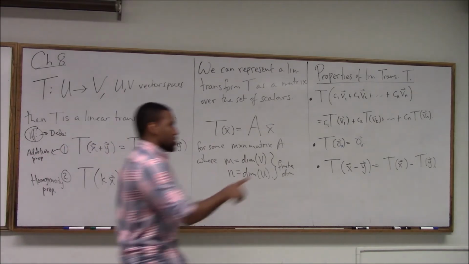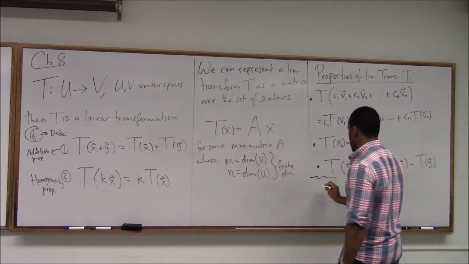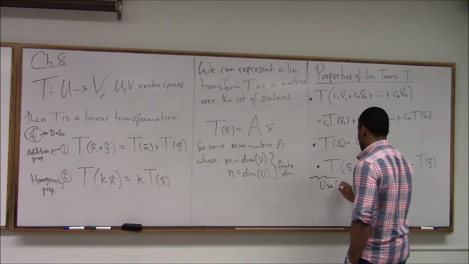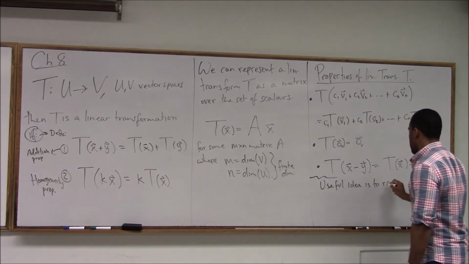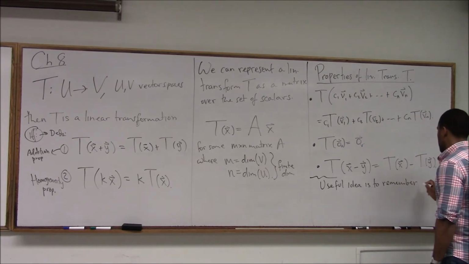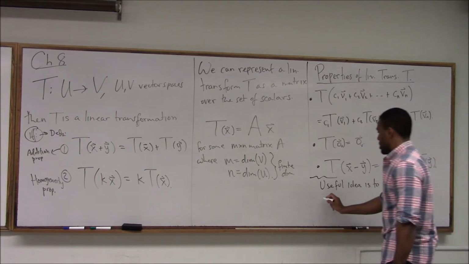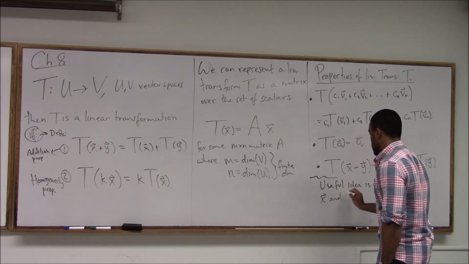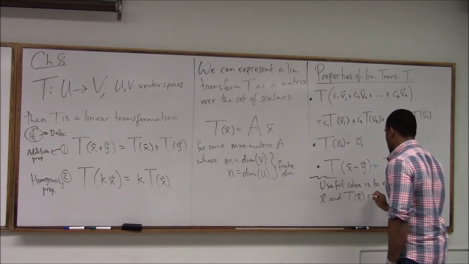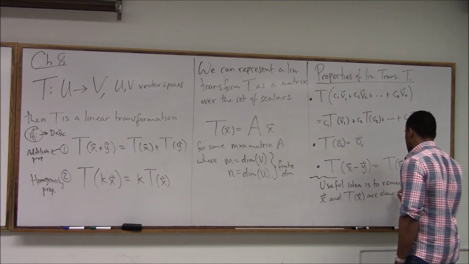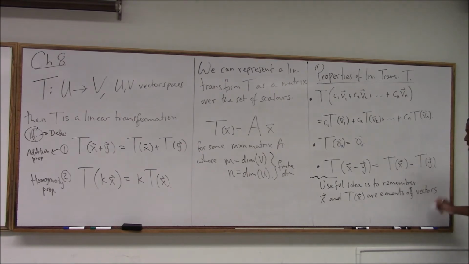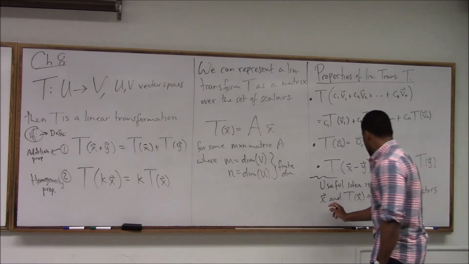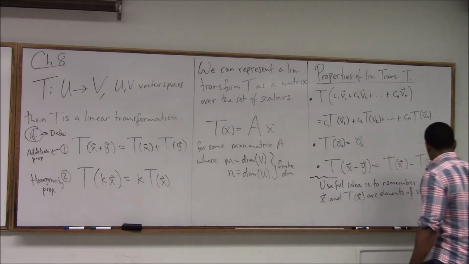And as I sort of hinted here, a useful idea is to remember that X and T of X, or something similar, are elements of vector spaces. So if I know something is true for any element of a vector space, it will be true if I'm talking about T of X. That will also hold.